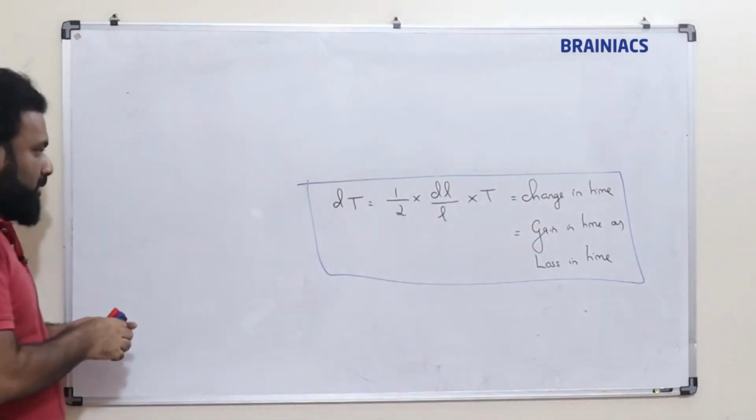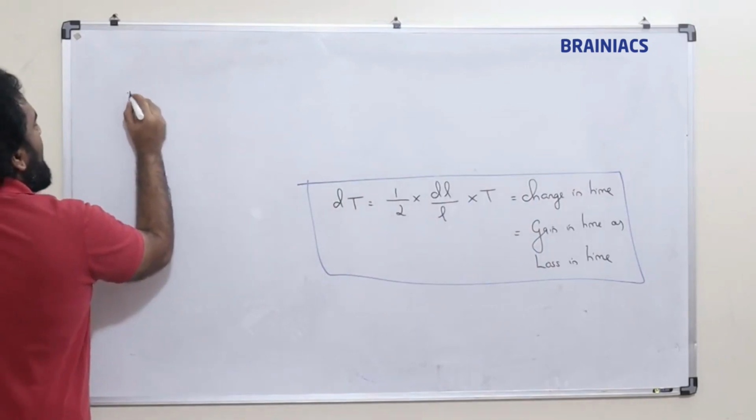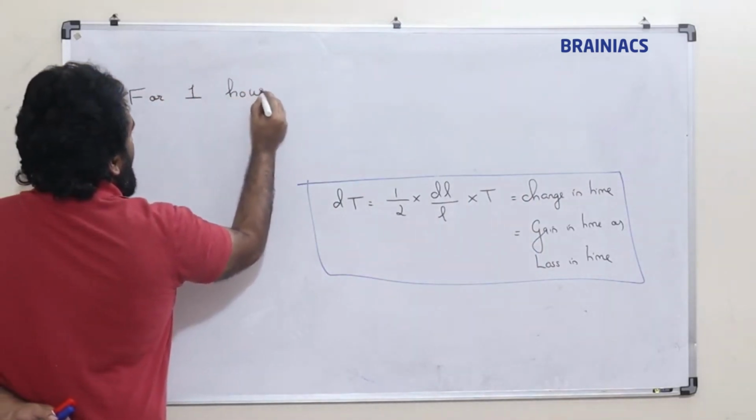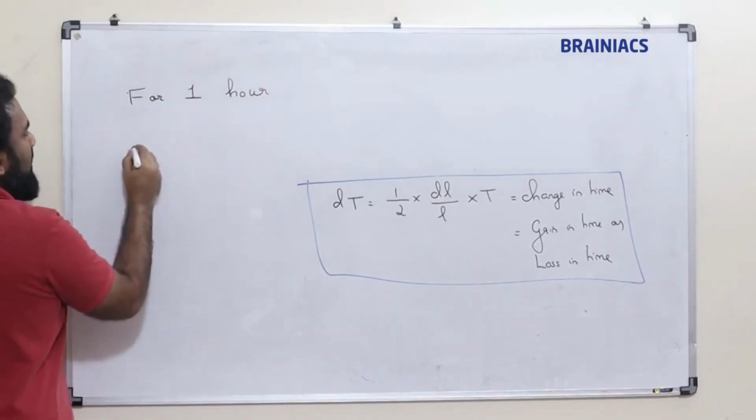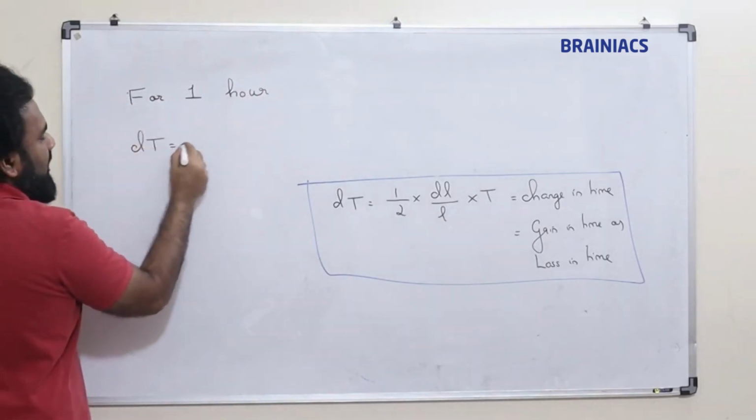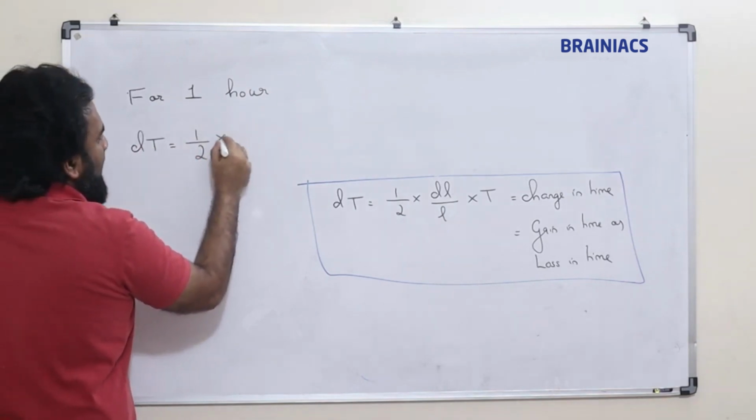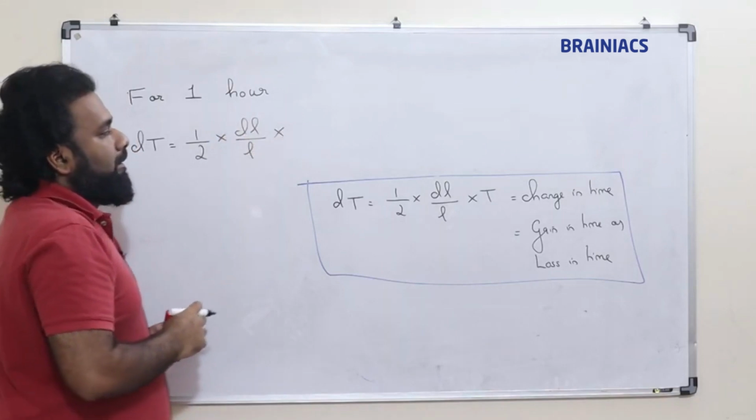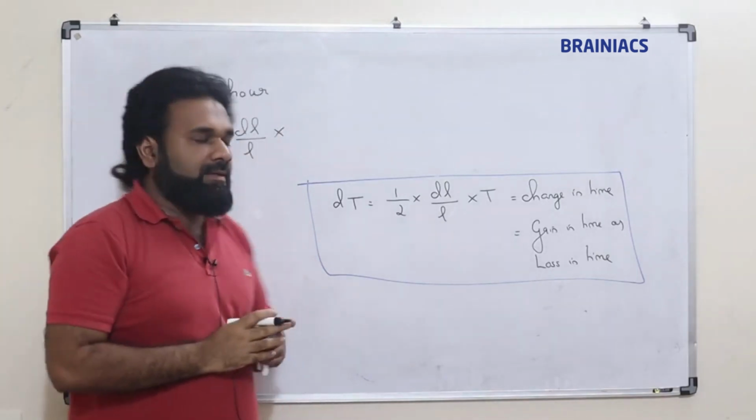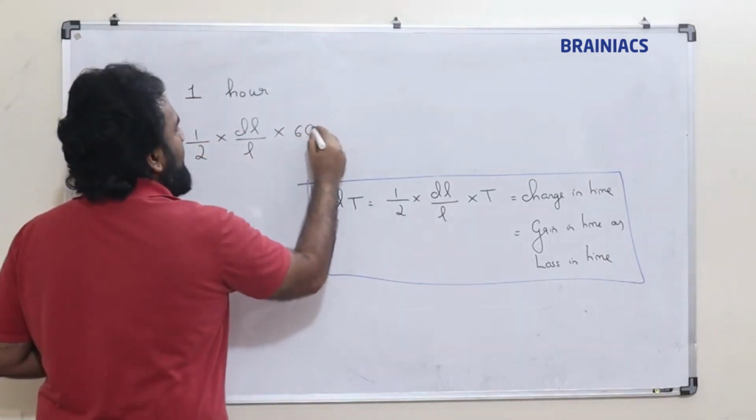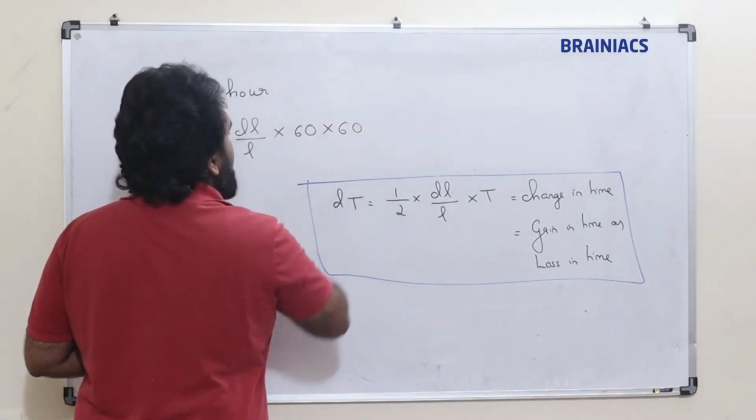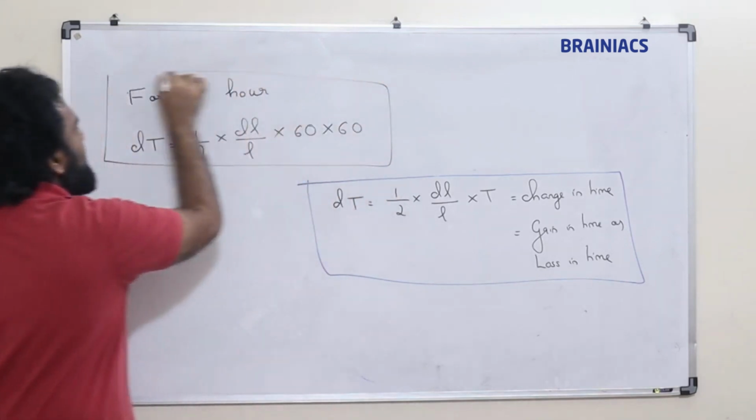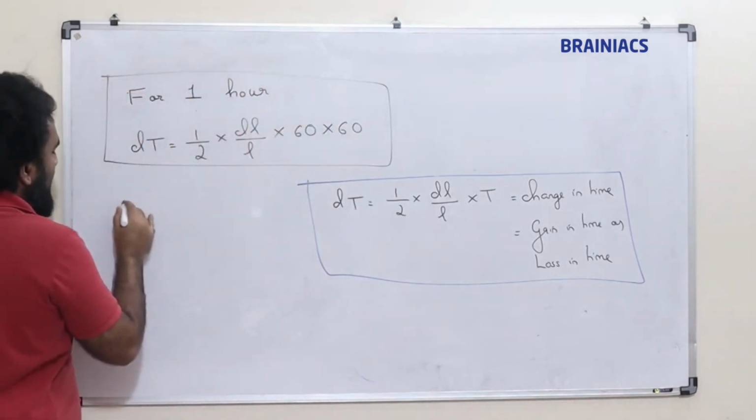Okay, fine. So say for example for 1 hour, the change in time or loss in time is half into dl by l into, in 1 hour how many seconds are there? In 1 hour 60 minutes are there, 1 minute is 60 seconds. So this much loss or this much gain will be there for 1 hour.